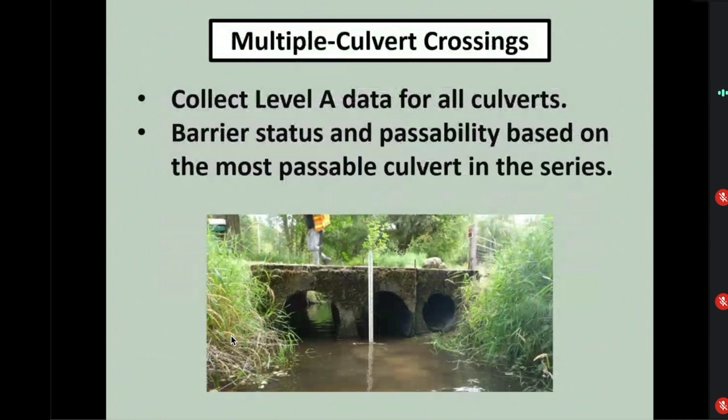Multiple culvert crossings. This is important to remember too. The barrier status is based on all three of these. And essentially, if you have one opening or one culvert that's passable, the whole site is passable. So let's just say you have a two culvert site, culvert 1.2 and 2.2. You measure 1.2 and you do your slope and all, and it's a total barrier. But then you measure culvert 2.2 and it's passable. Nope, the site's not a barrier. So make sure we consider that.